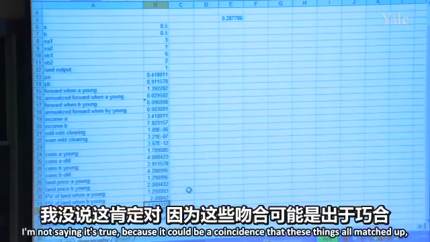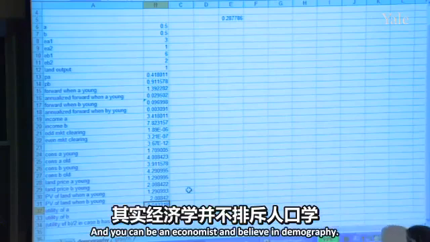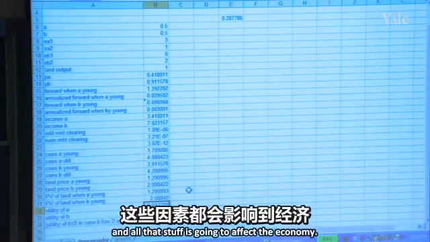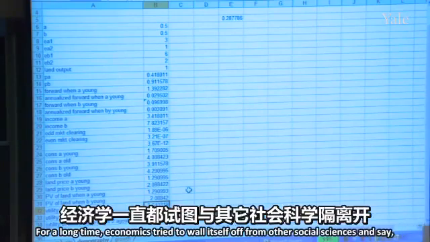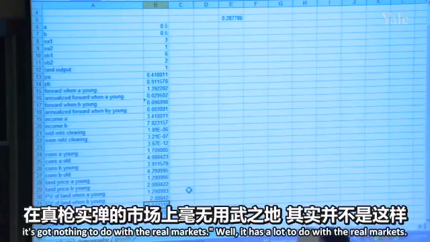Okay, so there really could be. I'm not saying it's true, because it could be a coincidence that these things all matched up. But the fact is, demography can have a big effect on economic equilibrium in the stock market, and you can be an economist and believe in demography. You don't have to be a Marxist to think demography and fertility are going to affect the economy. For a long time, economics tried to wall itself off from other social sciences and say, oh, those fertility people and all those touchy-feely people, it's got nothing to do with the real markets. Well, it has a lot to do with the real markets.